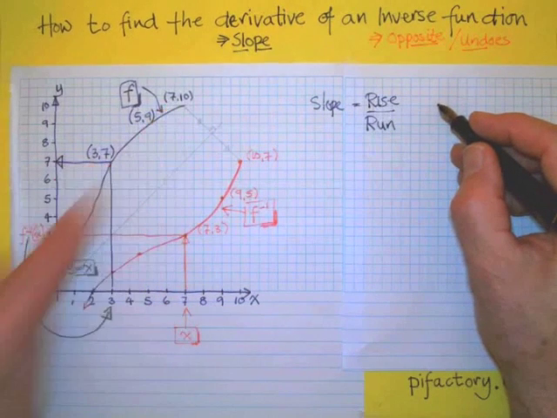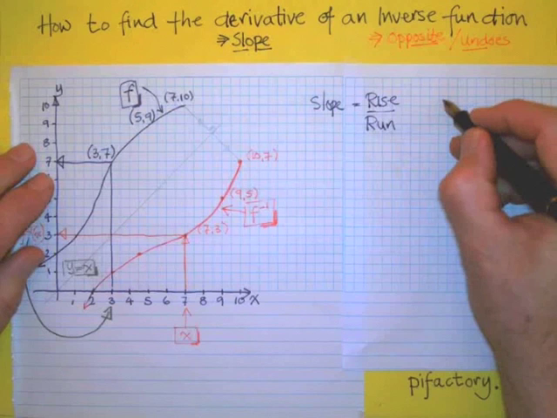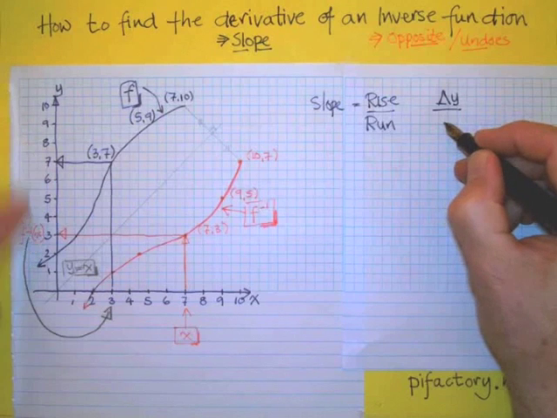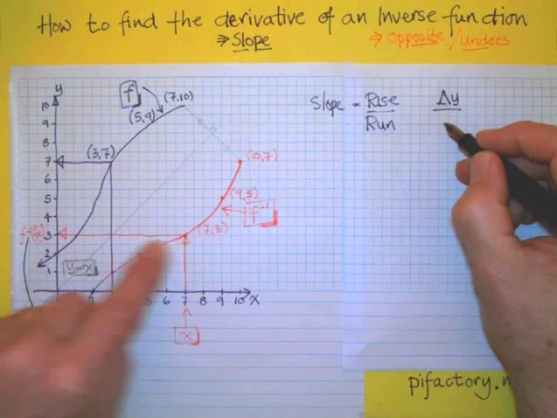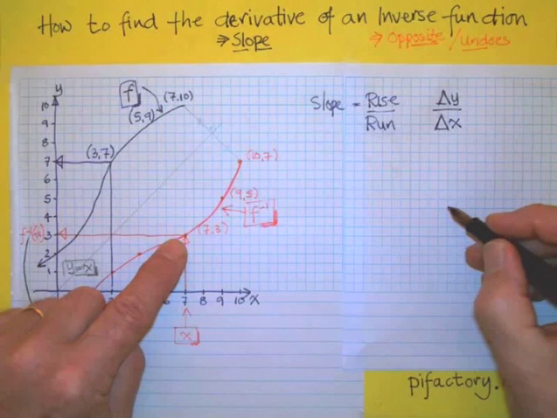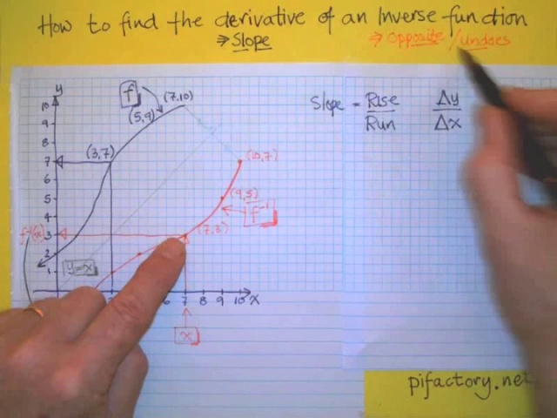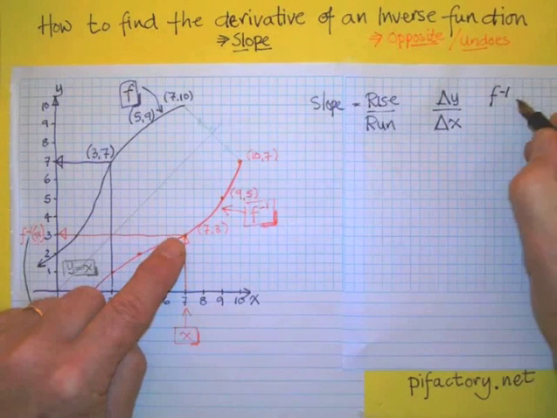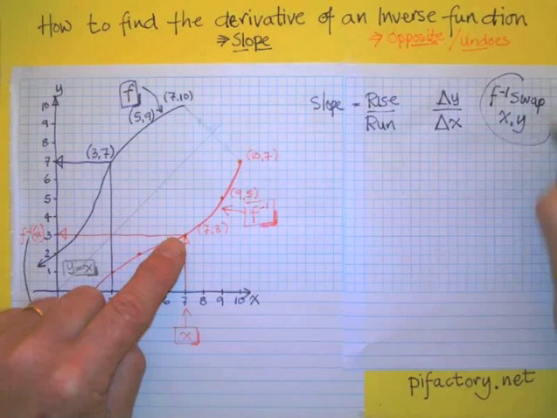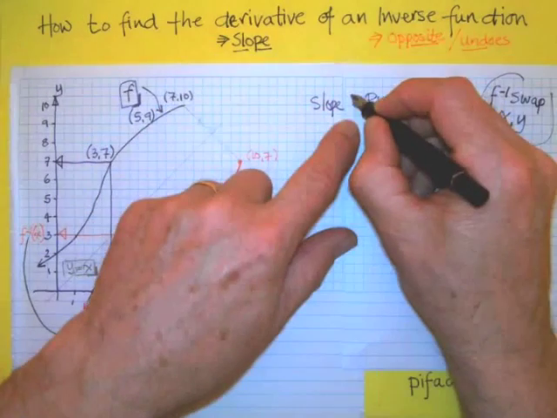So if we're looking at f, we're really looking at a rise along the y-axis, a difference in the y value. So we'll say delta y, this is calculus sort of notation, divided by a run, which would be delta x. But before we'd said that the inverse is just the opposite. So the inverse, we simply swap the x and the y. That's what we did. So this is the slope of f.